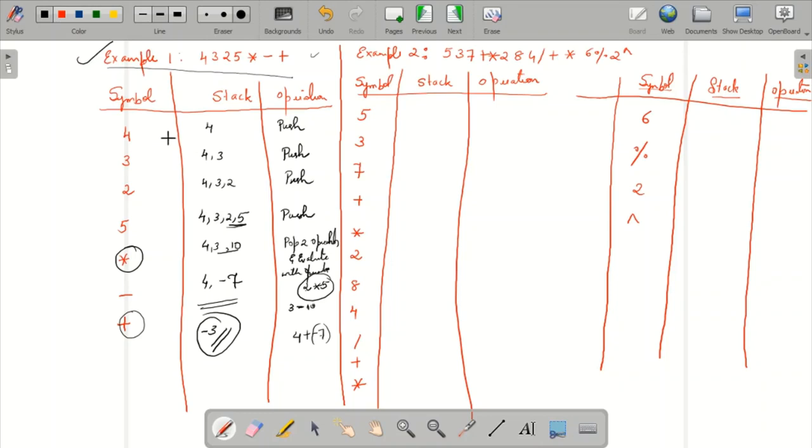So I'll just repeat: whenever you find an operand, you just push onto the stack. Whenever you find an operator, pop 2 operands from the stack and place an operator in between these. As it is, how it is there, write it like this itself, 2 5. Why? Because in case if you write 5 2 and when you do subtraction, for example you wrote 5 and 2 and you had subtraction, answer is 3. But if it was actually 2 and 5, and when you do 2 minus 5, answer is minus 3. So answer varies.